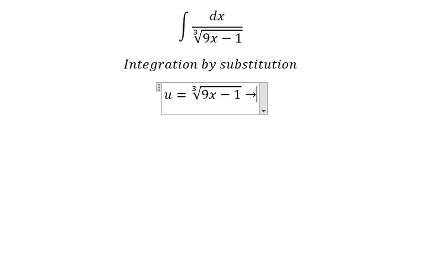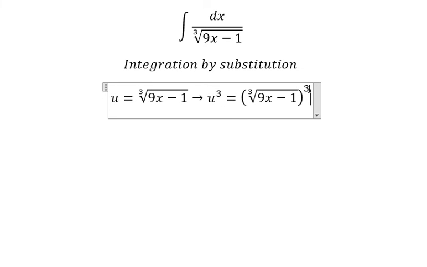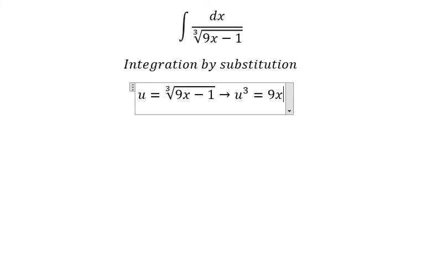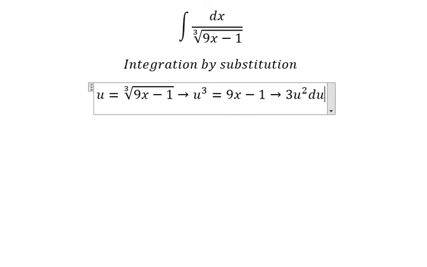So we need to put the power 3 for both sides to cancel the cubic root. So we have 9x minus 1. Later, we do the first derivative for both sides. First derivative of u to the power of 3, we have 3u squared du.